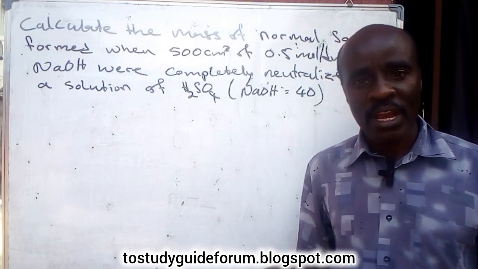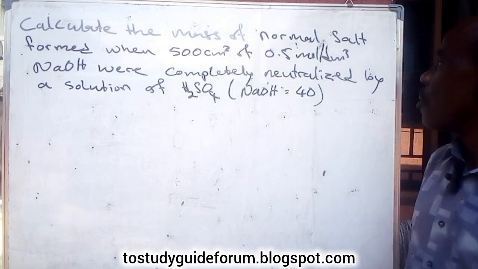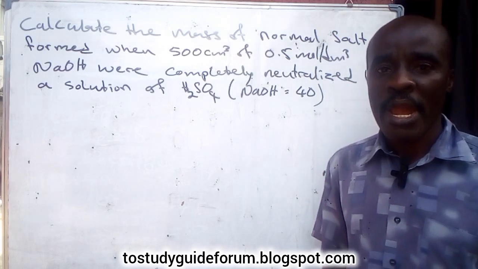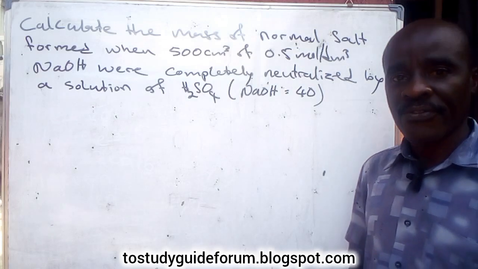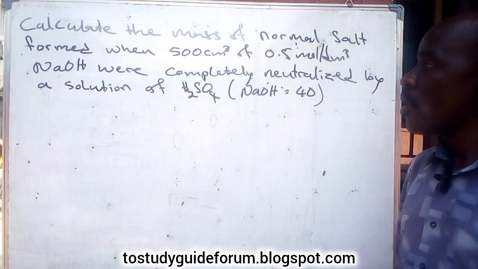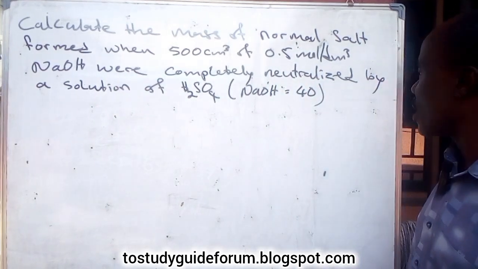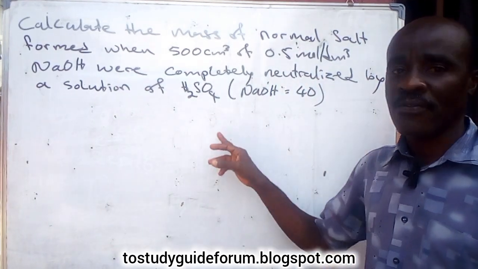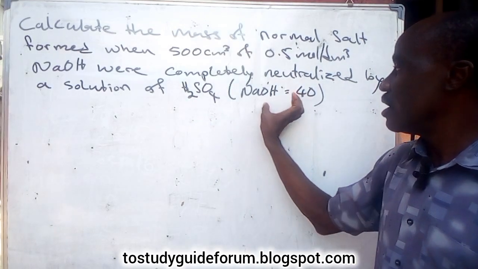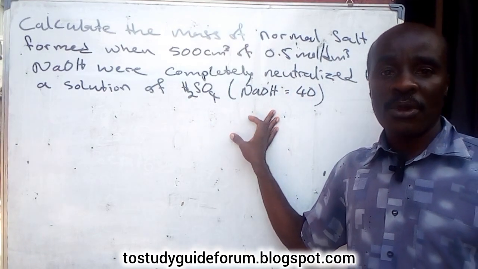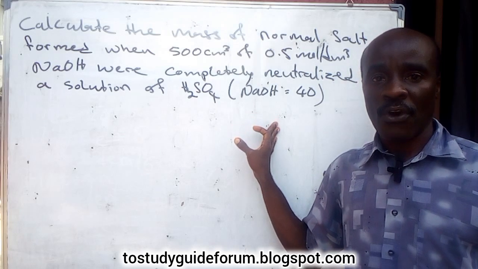For example, what we have here, the question said: calculate the mass of normal salt formed when 500 cm³ of 0.5 moles per dm³ of sodium hydroxide were completely neutralized by a solution of tetraoxosulfate(VI) acid. Now we are given the relative molecular mass of sodium hydroxide, which is 40.